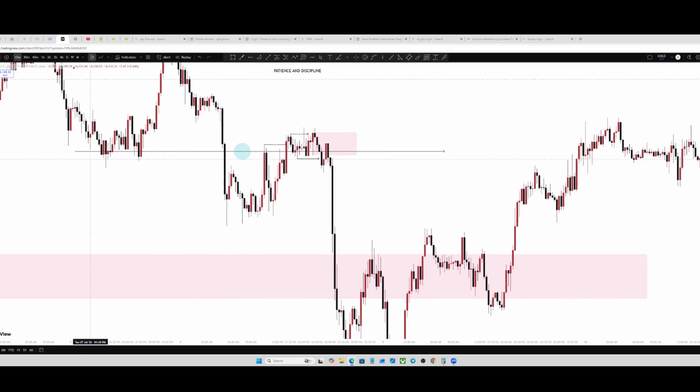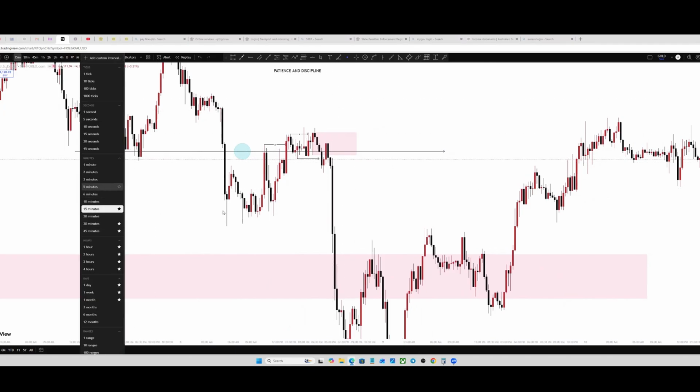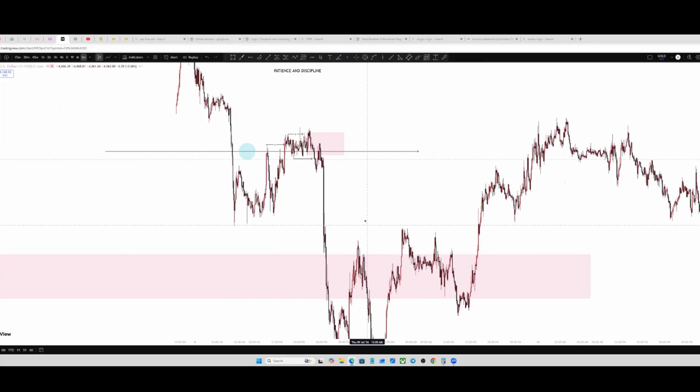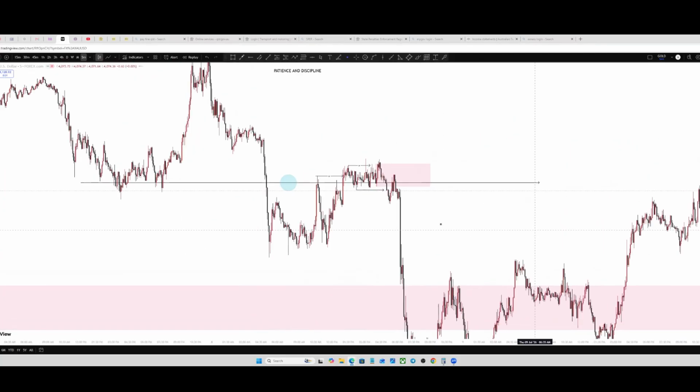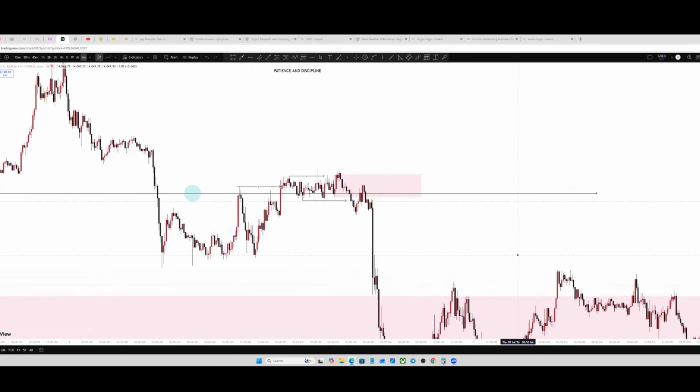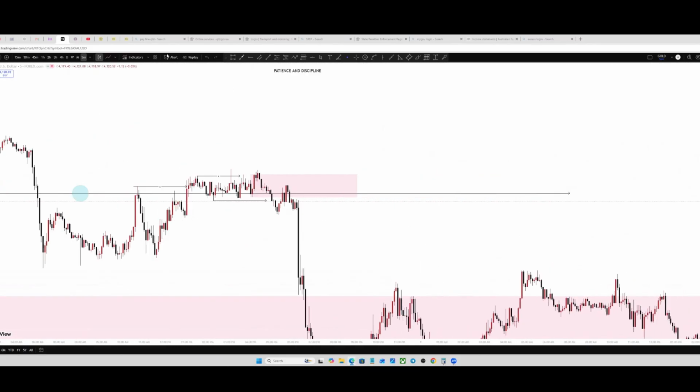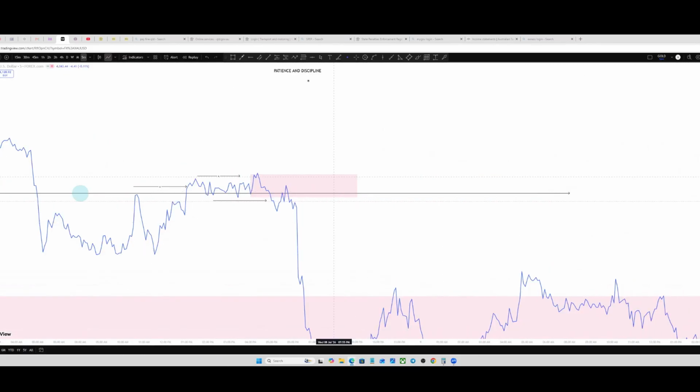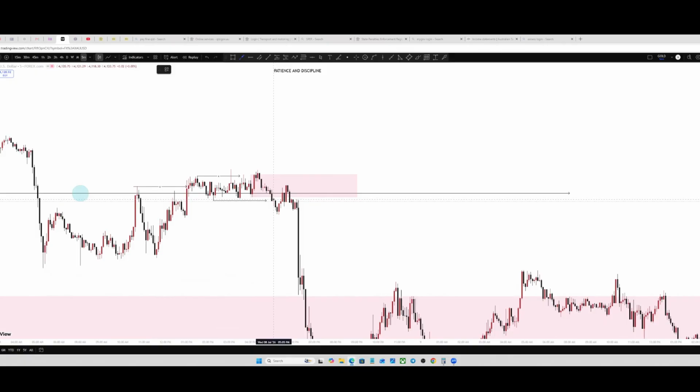Right here on the 15 minutes time frame, we don't have that inducement liquidity. But if we go further to the lower time frame, 3 minutes, 2 minutes, we can see that we have an inducement liquidity right here. This is the line chart, but let's go back to the candlestick chart. You can see that this little thing is an inducement liquidity.